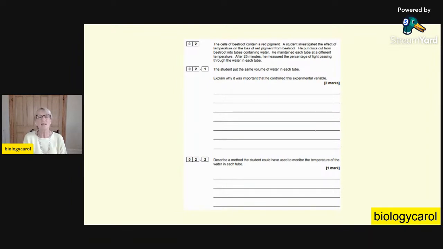Question 2, cells of the beetroot contain a red pigment, but a student investigated the effect of temperature on the loss of red pigment from the beetroot cells. He put discs, you'll be familiar with this experiment, into tubes containing water. He maintained each tube at a different temperature, and after 25 minutes, he measured the percentage of light passing through the water in each tube. He put the same volume of water in each tube. Explain why it was important that he controlled this experimental variable.